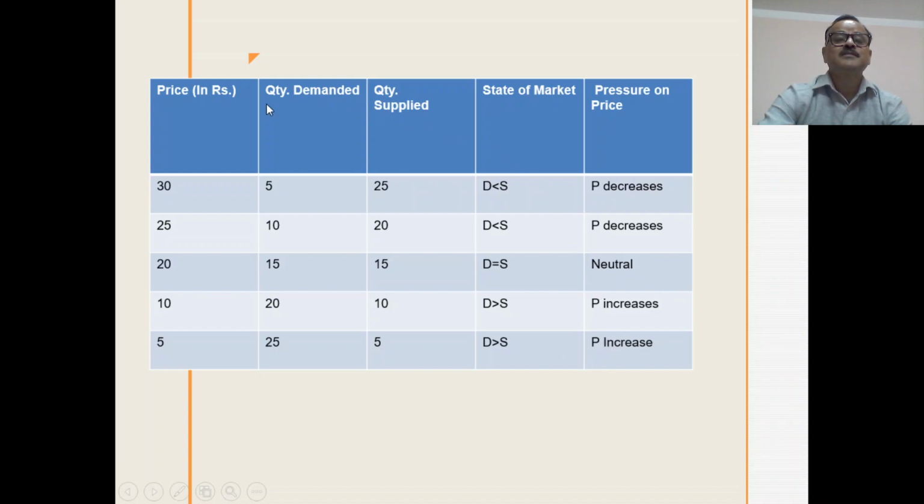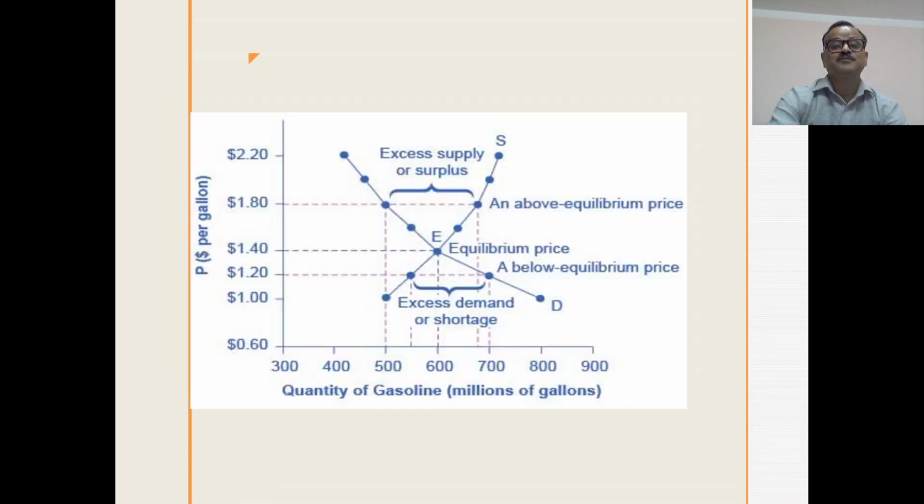So this is the table that shows the equilibrium position will be where demand is equal to supply. So here in the example you can see at 20 rupees quantity demanded is 15 and quantity supplied is 15. This is the equilibrium position in the market.